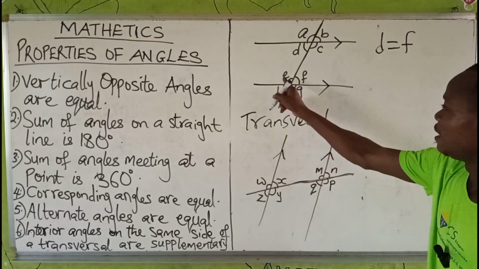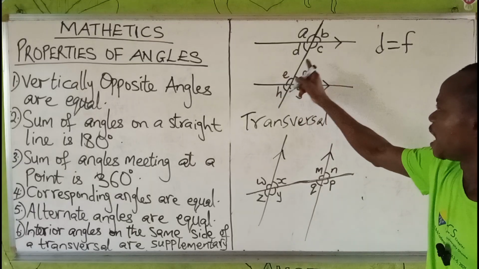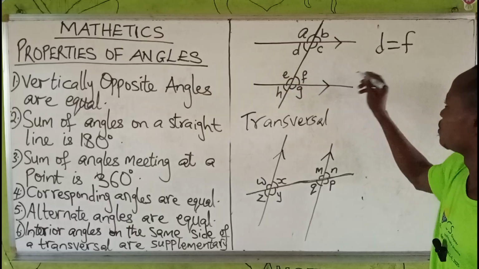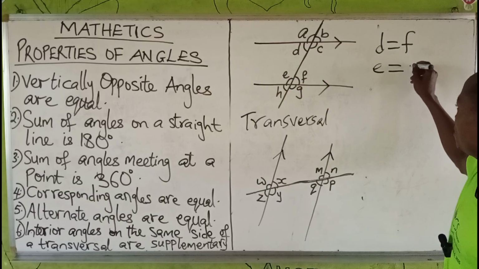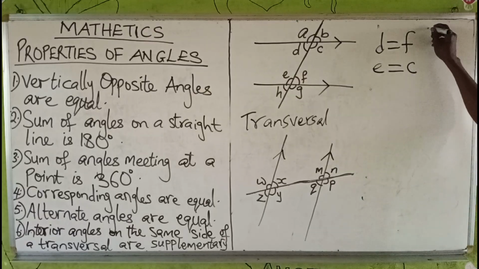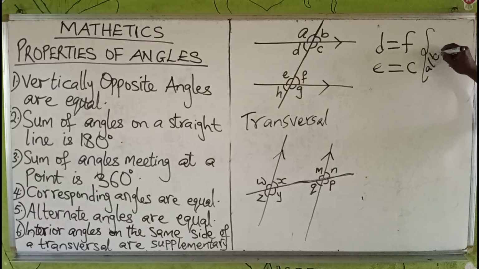The same thing, left, right. E and C, left, right. So angle E is alternate to angle C. And alternate angles are also equal. Alternate angles are equal. So these two angles are equal, these two angles are equal.